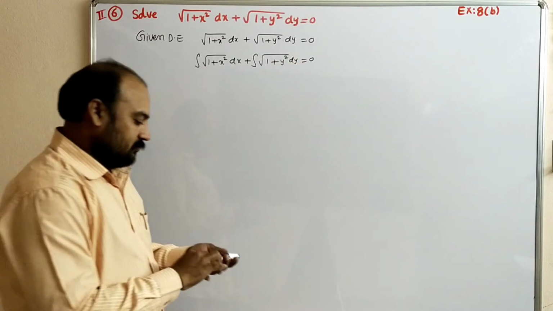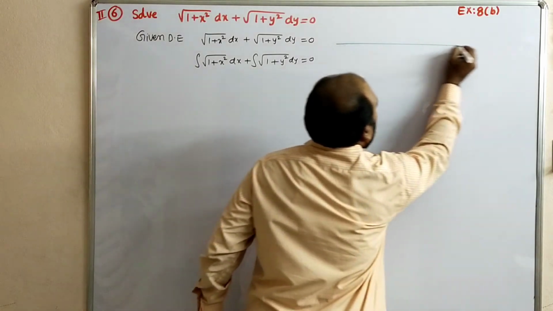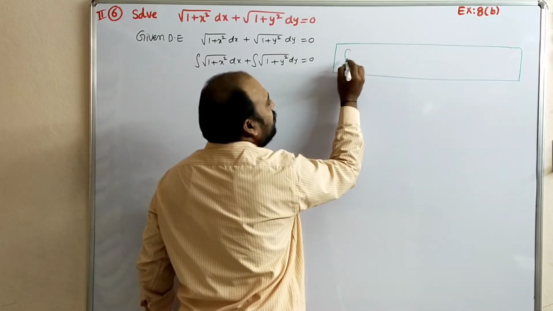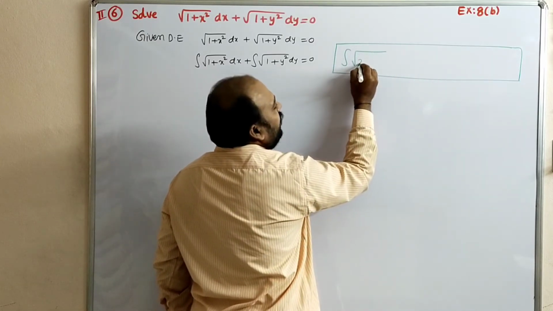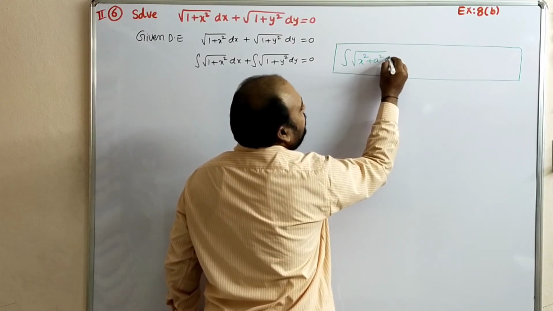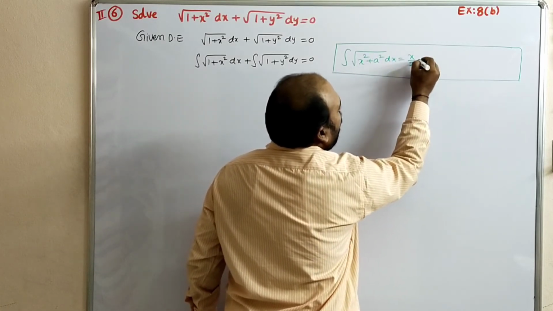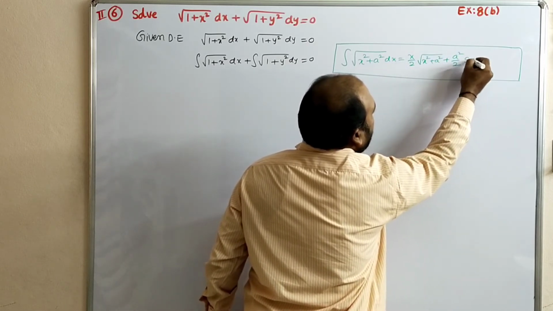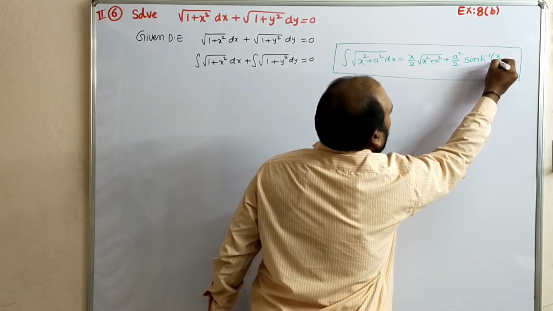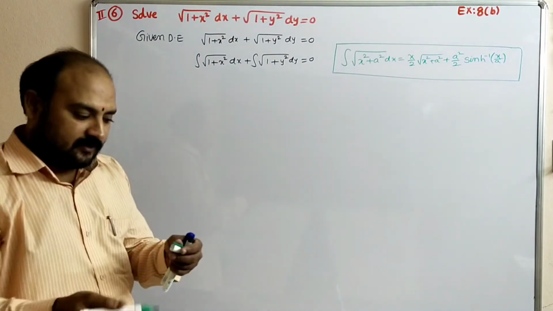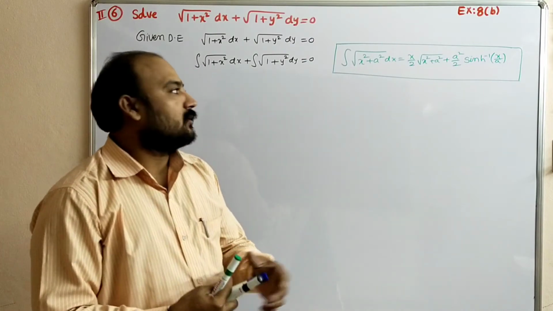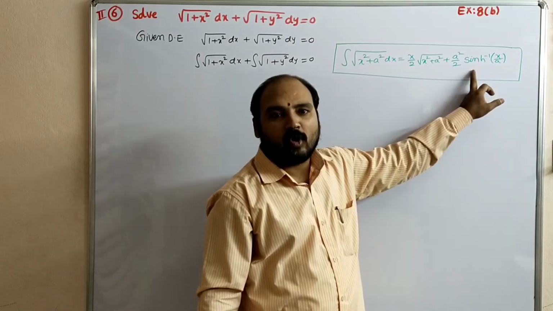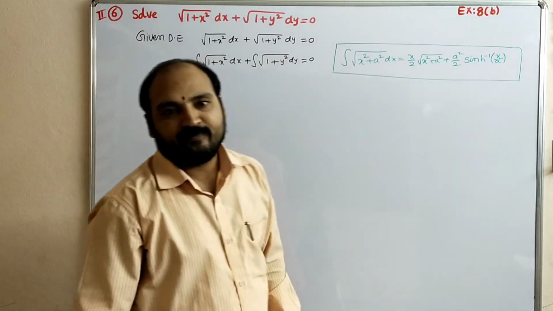We have the formula: integral of square root of x square plus a square dx is equal to x by 2 into square root of x square plus a square plus a square by 2 into sin h inverse x by a. This sin h inverse x by a, in CBSE or other central government exams, they will write it as log mod x plus root of x square plus a square. Like this they will give that.